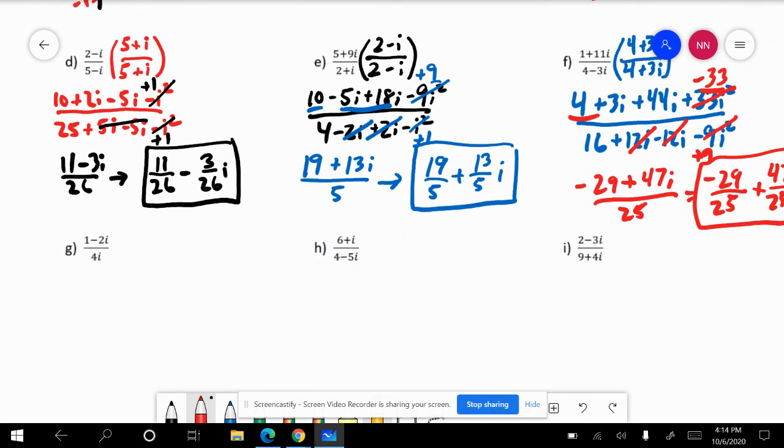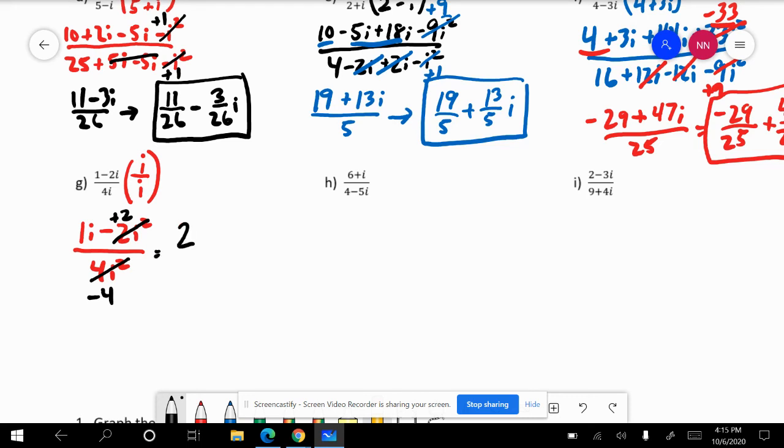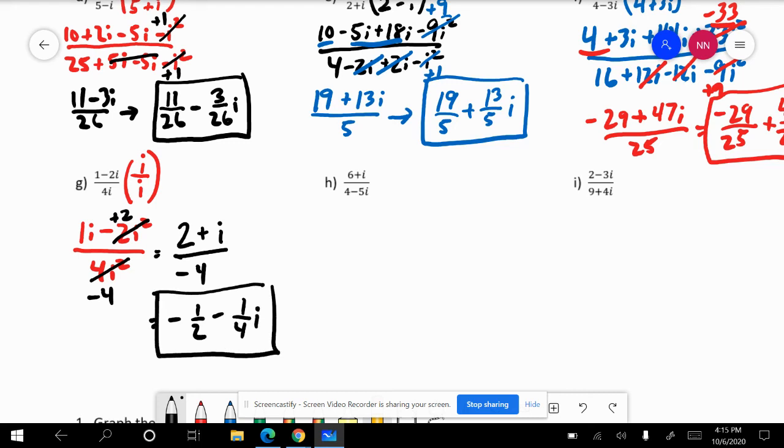Now, looking at our last three, we've got a combination of both a monomial and a binomial. Remember, with the monomial, we multiply it by just the i, and that gives us 1i minus 2i squared over 4i squared. i squared is negative 1. So I'm going to write the real number first, 2 plus i over negative 4. So I get negative 1/2 minus 1/4 i, and that would be the standard form.